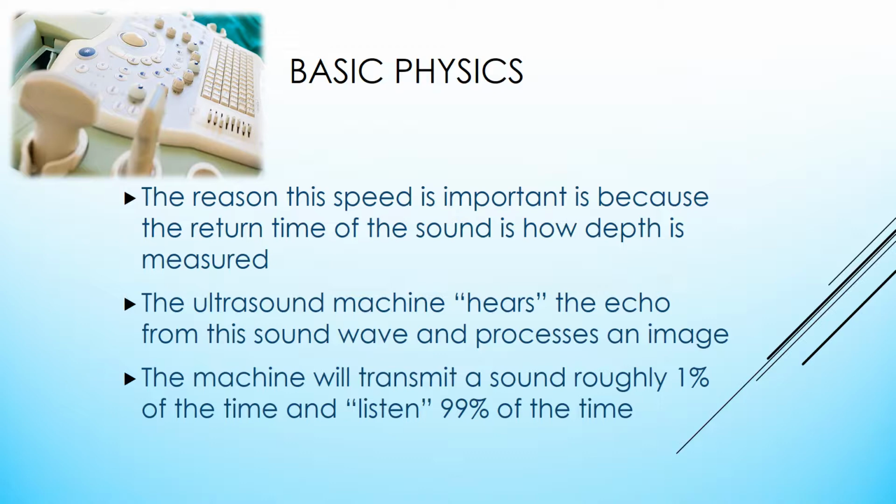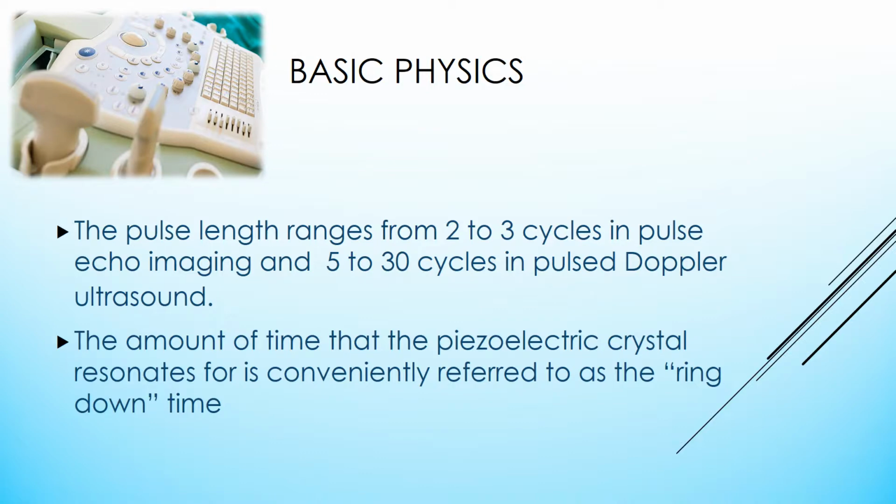The ultrasound machine hears the echo from this sound wave and processes an image. The machine will transmit a sound roughly 1% of the time and listen 99% of the time. The pulse length ranges from 2 to 3 cycles in pulse echo imaging and 5 to 30 cycles in pulse Doppler ultrasound. The amount of time that the piezoelectric crystals resonate for is conveniently referred to as the ring down time.